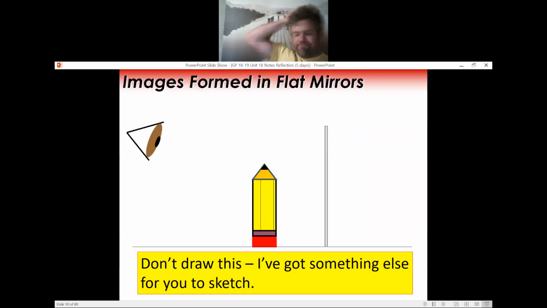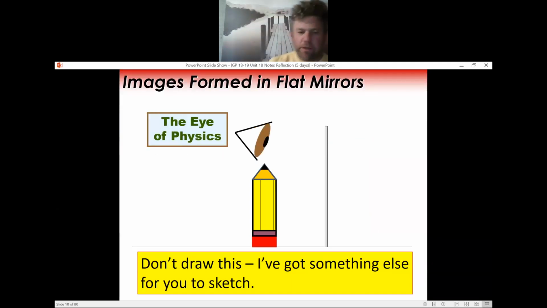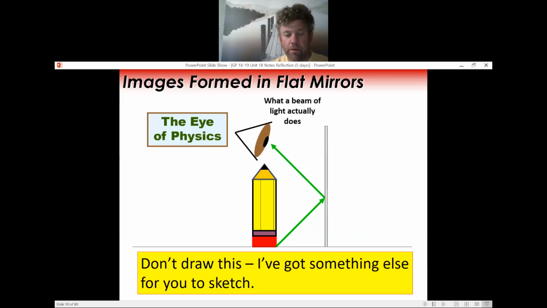I've got a pencil, and we've got what we call the eye of physics. I have to say it in a real loud, bold voice, the eye of physics, right? If we look at this flat mirror, when the eye of physics sees a reflection off the bottom, it's looking at about the midpoint of the mirror. Again, we should have a normal right smack dab in the middle, all right?